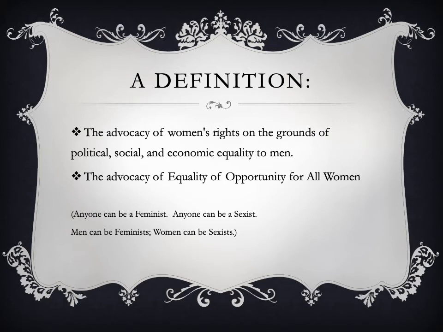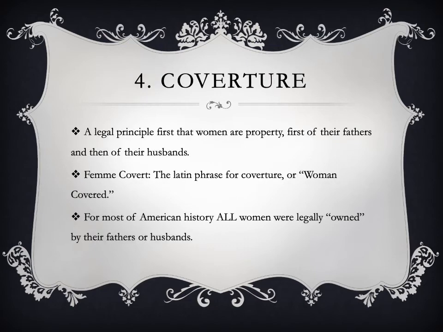Anyway, see that? You want equal opportunity for everybody, don't you? You're a feminist. Next term, one more, I think. Coverture. This is a really old-fashioned word, but it's going to come up a lot through about two-thirds of our course. Coverture is the legal principle that women are property. Property. Yes, let me read that again.